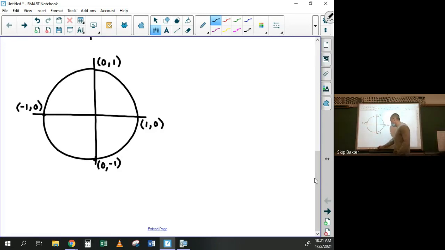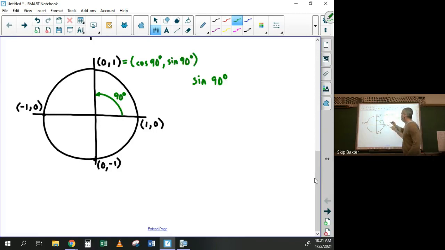So if I wanted to find, for example, the sine of 90 degrees, I could just go to 90 degrees, and I know that this point right here actually has coordinates cosine 90 degrees, sine 90 degrees. So sine 90 degrees has to be 1. The answer is 1. If they ask us to find cosine of 90 degrees, it's 0. The x value.